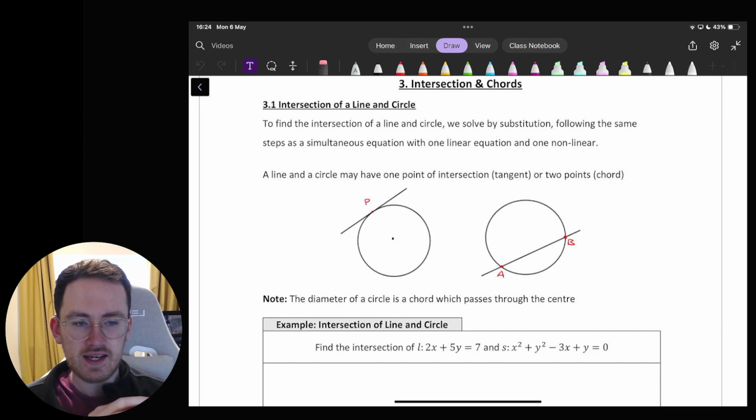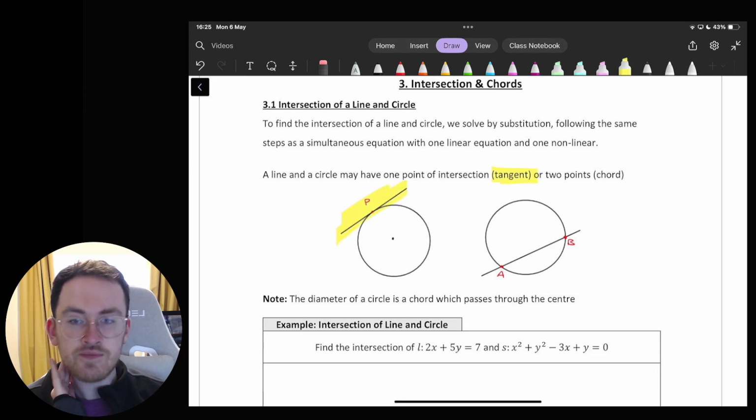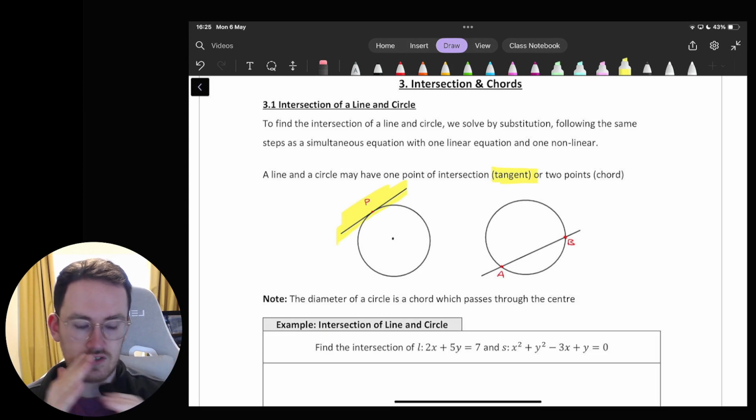A line could touch a circle at one point, or it could cross the circle altogether and have two points of intersection, or else it just doesn't touch the circle at all. If the line touches at one point of intersection, then it's called a tangent. So like this one on the left hand side here, it only touches at one point and then goes away off. So there's only one point of intersection.